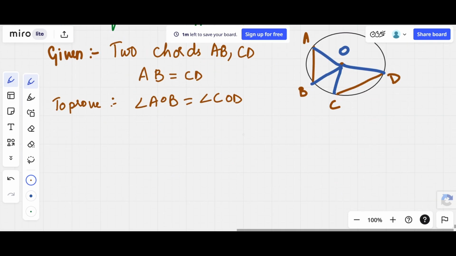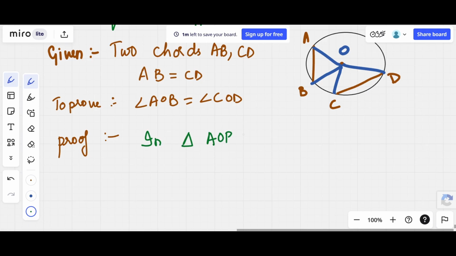So how will I go about it? Proof. Kids, this and triangles are a little bit connected. So let us see. In triangle AOB and triangle COD, can you tell me what is equal? The base. AB and CD. AB equal to CD, given, yes.